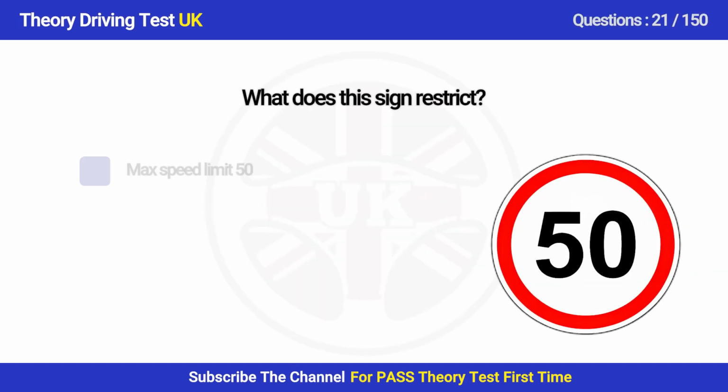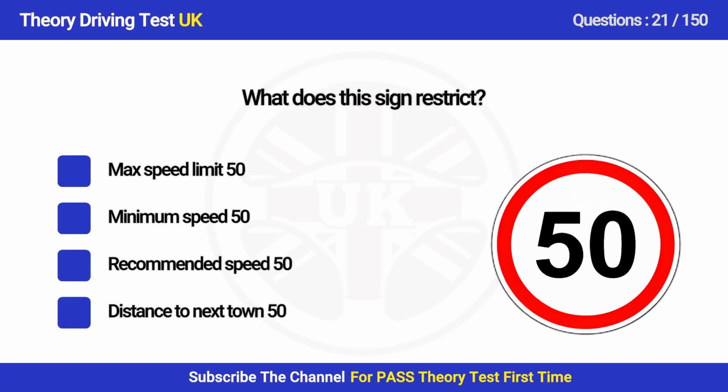Question 21. What does this sign restrict? A. Max speed limit 50. B. Minimum speed 50. C. Recommended speed 50. D. Distance to next town 50.